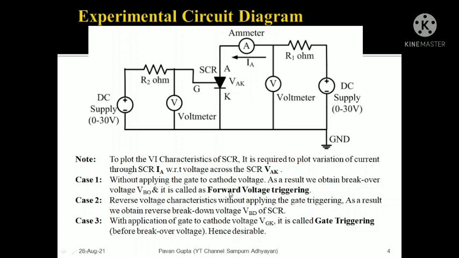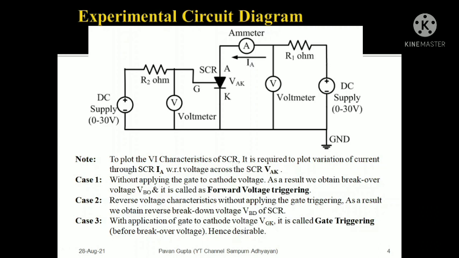So the first case is forward voltage triggering, when you observe the breakover voltage without applying the gate voltage, and you achieve this by varying the DC supply from anode to cathode. Now the second case: if you again do not apply the gate voltage, and you apply a negative voltage and increase it from 0 to some high value, you will find that after a certain value the SCR will start conducting again. That particular voltage is called the breakdown voltage. That belongs to the reverse voltage characteristics of the SCR. So without applying the gate voltage, you have two cases: case 1, forward voltage triggering, and case 2, reverse voltage triggering. These two are always undesirable. You don't want to damage your SCR, or allow the SCR to conduct without your permission.